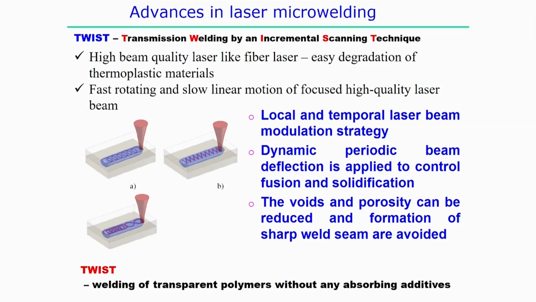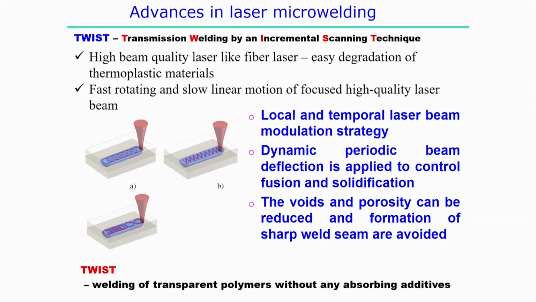So, in this case, with a high beam quality laser like a fiber laser, easy degradation of the thermoplastic material is difficult to avoid, and the laser can be moved at a very low velocity. Fast rotation and slow linear motion of a focused high quality laser beam can be used in a different way, so that a local and temporal laser beam modulation strategy can be used in this case.